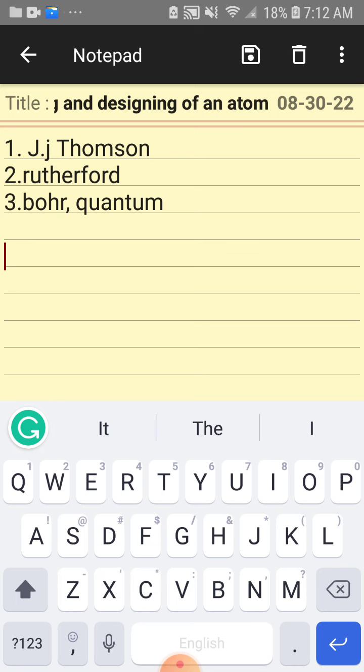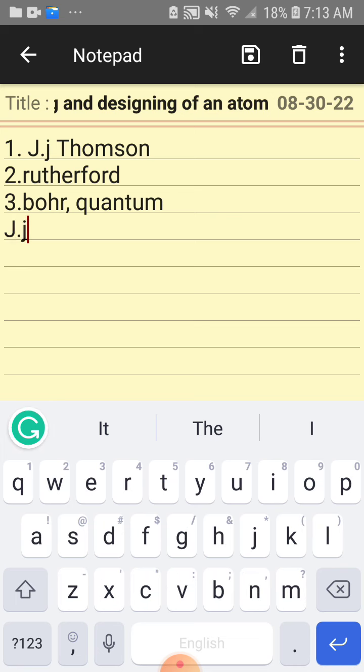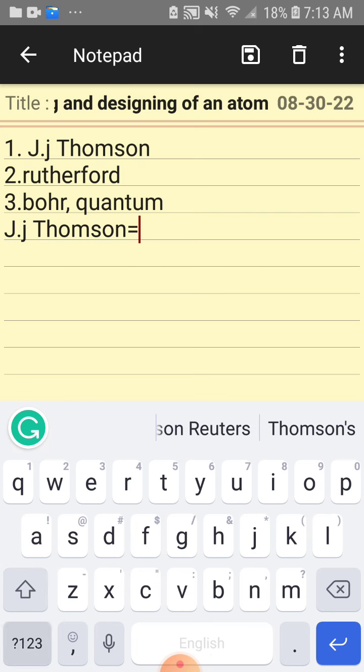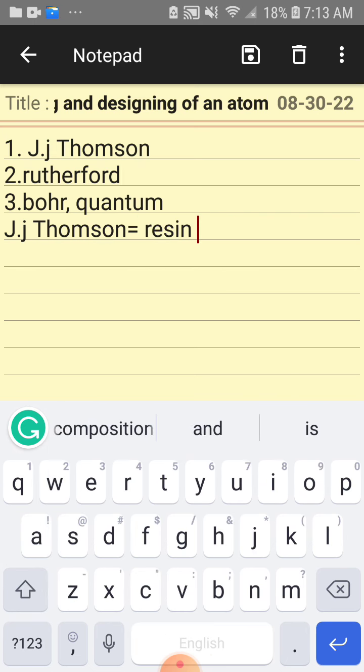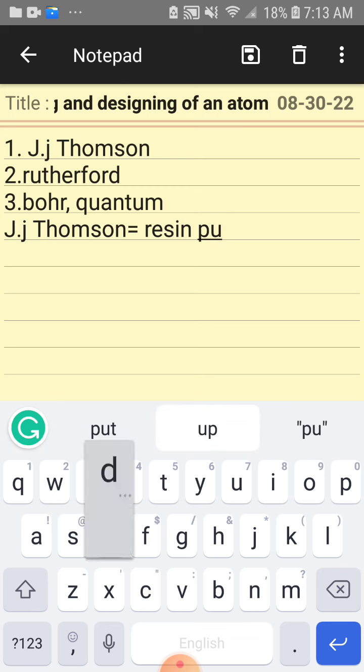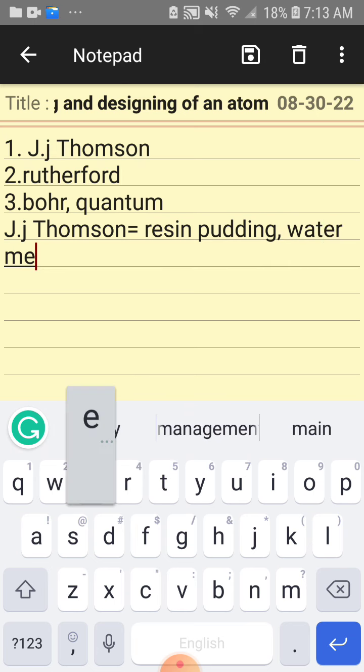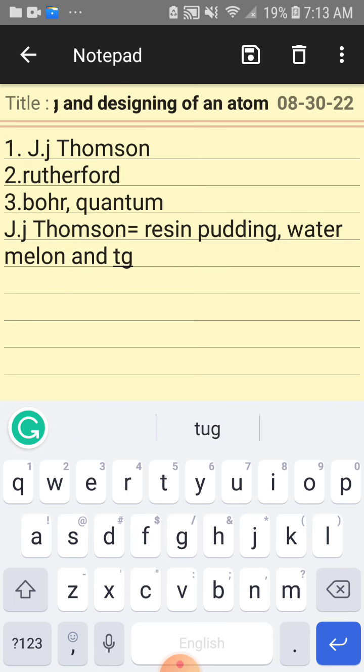First of all, we're going to talk about what J.J. Thomson did. This was the scientist involved in the discovery of the structure of an atom. The name of his model was the raisin pudding model. It was a hypothetical model; no explanation or experimentation was given, I guess only hypothesis. Raisin pudding or watermelon, because the structure was somehow similar to a watermelon. That was the name of his model.